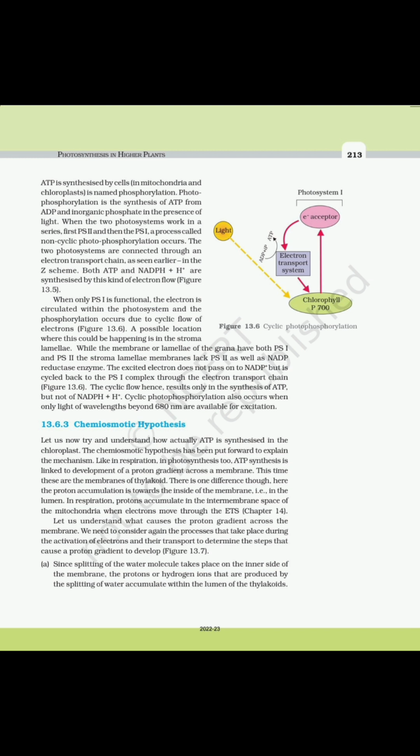Let us understand what causes the proton gradient across the membrane. We need to consider again the processes that take place during the activation of electrons and their transport to determine the steps that cause a proton gradient to develop. Figure 13.7. Since splitting of the water molecule takes place on the inner side of the membrane, the protons or hydrogen ions that are produced by the splitting of water accumulate within the lumen of the thylakoids.